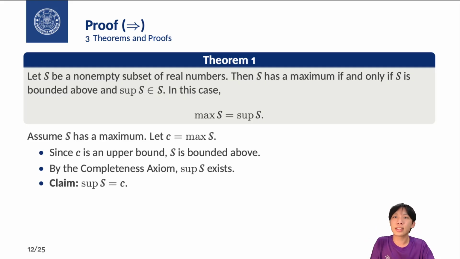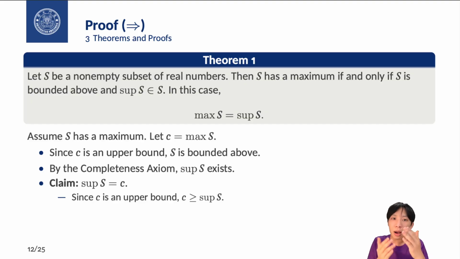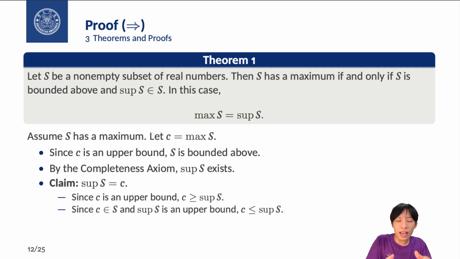First, since C is an upper bound and sup S is the least upper bound, sup S must be less than or equal to C. Then, since C is an element of S and sup S is an upper bound of S, C must be less than or equal to sup S.